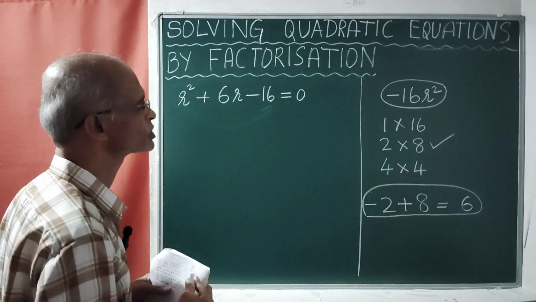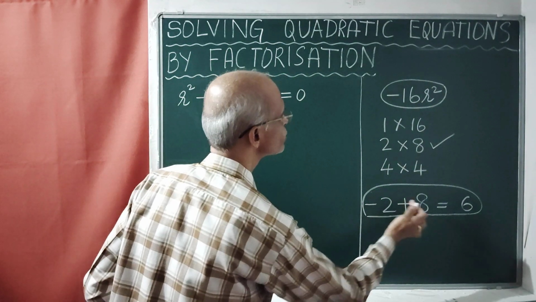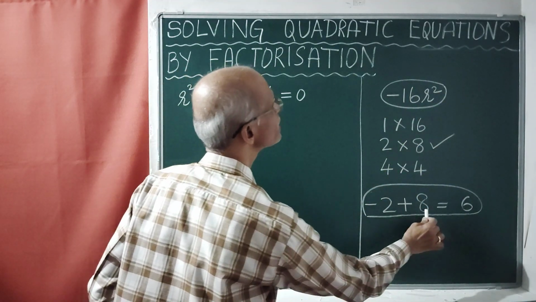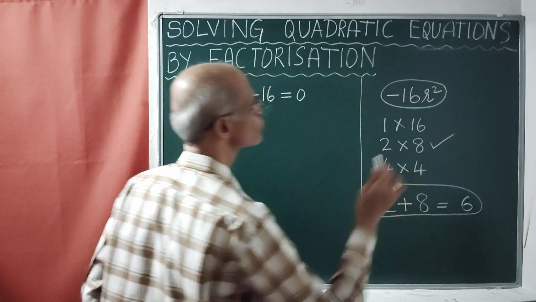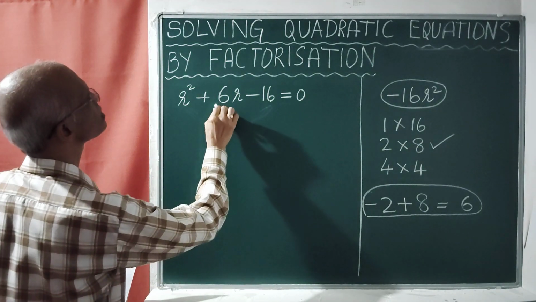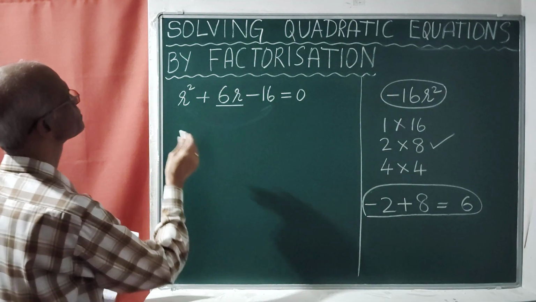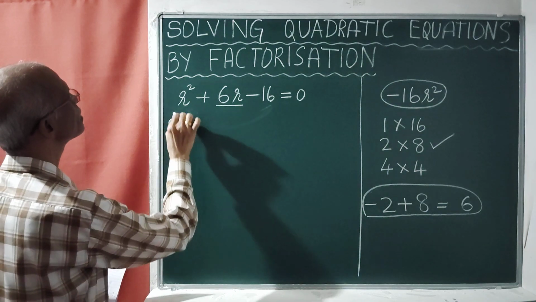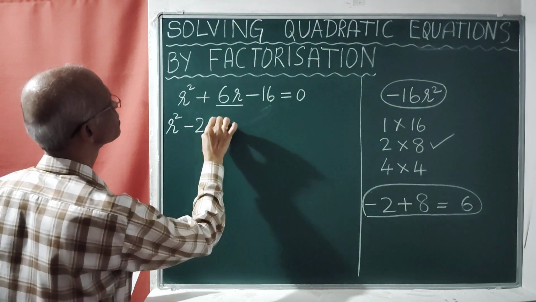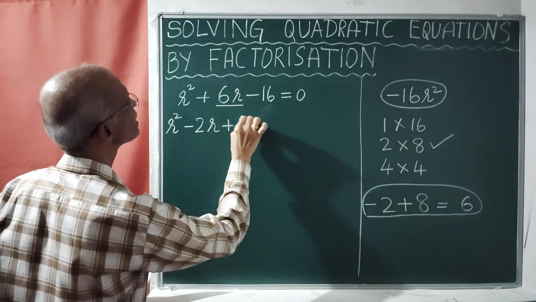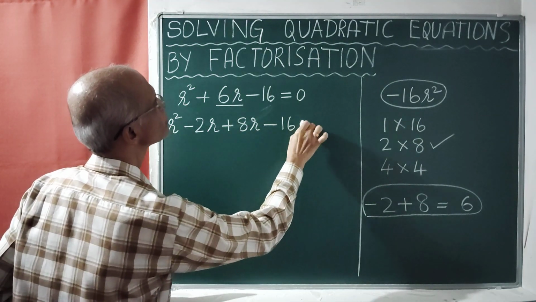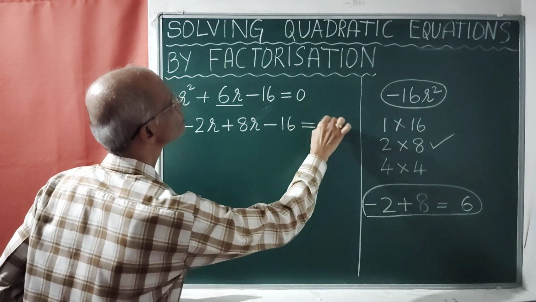Now we have to cross check. If I multiply these two, I should get this one. I am getting minus 2 into 8 is minus 16. It's okay. Now we have to split this term into two parts. See, r square minus 2r plus 8r minus 16 equal to 0.